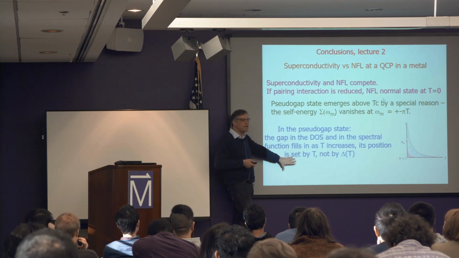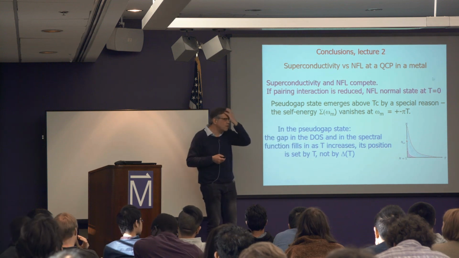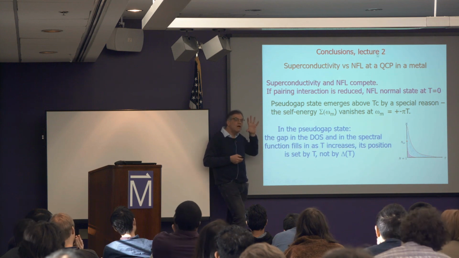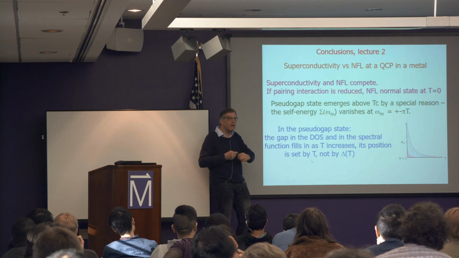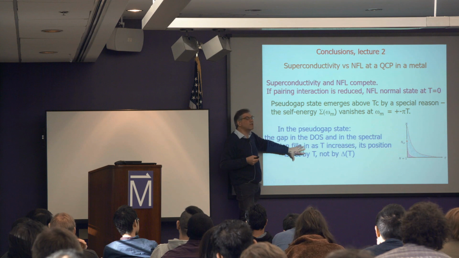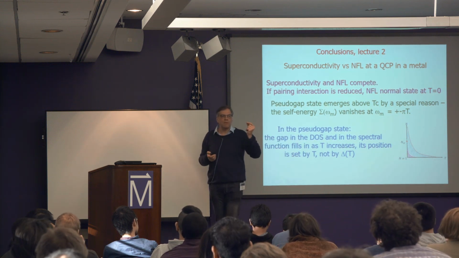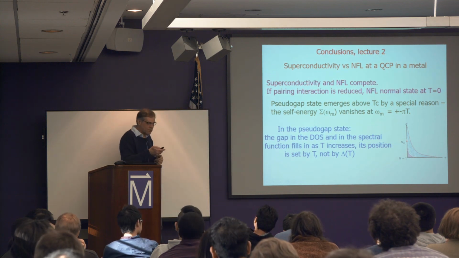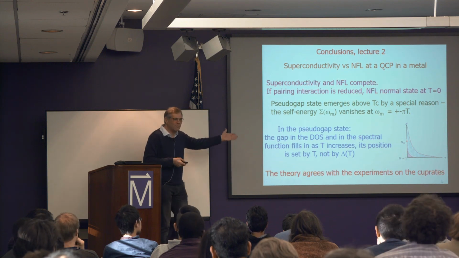The rest are details. This competition can be treated more or less rigorously at zero temperature. But the nice part of the story is that for this particular reason why superconductivity sometimes appears and sometimes does not, the competition between superconductivity and non-Fermi liquid, there is a specific reason for the pseudogap. And in this pseudogap, there is only one scale in the problem, set by temperature, and everything is a scaling function of frequency over temperature. So basically, and yes, I said that every theorist has to finish with this phrase.